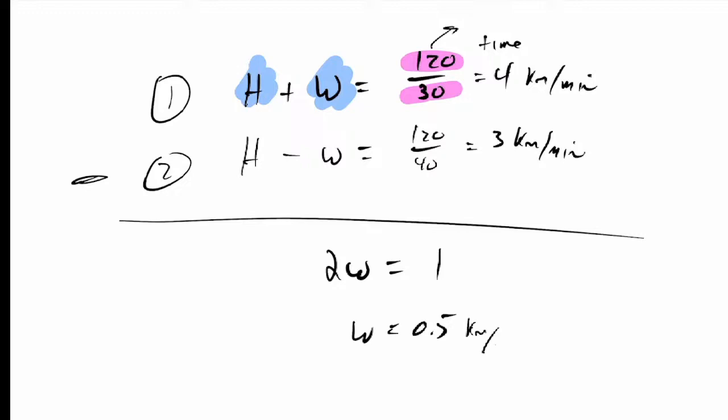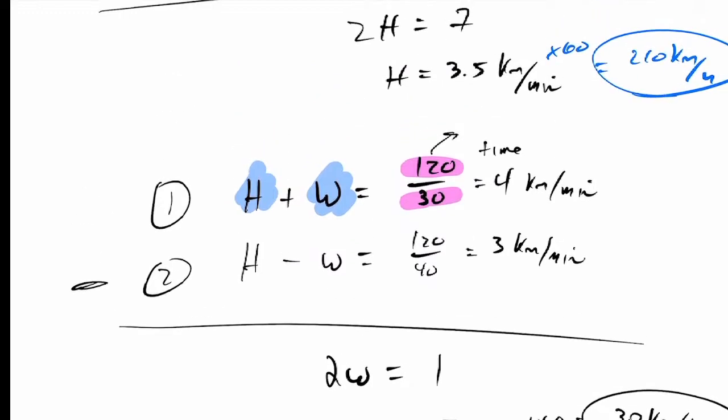This is in kilometers a minute. So if I multiply that by 60, you end up getting 30 kilometers an hour. So you can solve it either way. I got 210 for the helicopter and 30 for the actual tailwind speed. Is this okay? We are good?